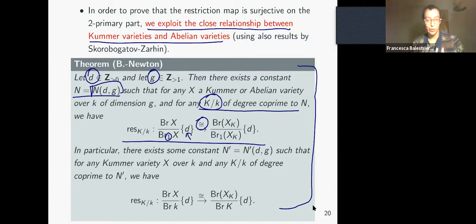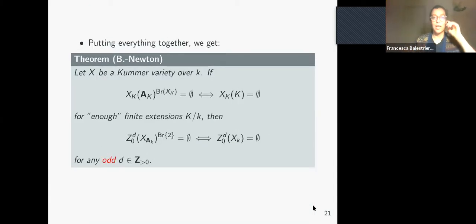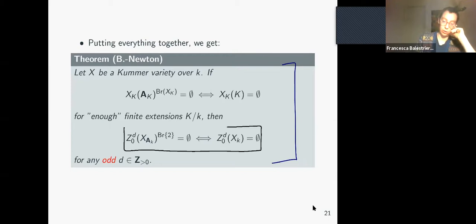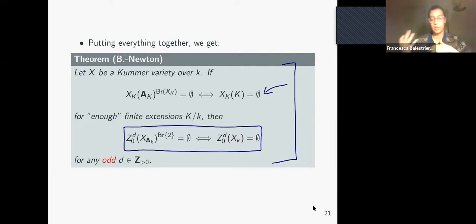So what we can prove then by putting everything together is this result. And again, we could prove that conditionally on the result to be true over rational points, we can prove that the Brauer-Manin obstruction is the only one for zero cycles. Actually, the two primary part of the Brauer-Manin obstruction is the only one for any odd d. There are some problems when d is equal to 2, but odd d's also include d equals to 1.